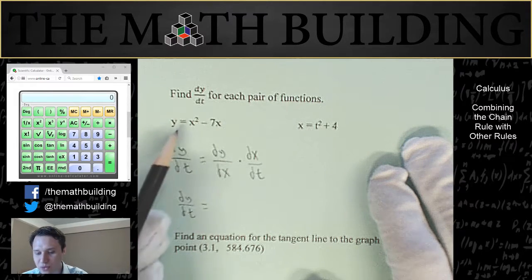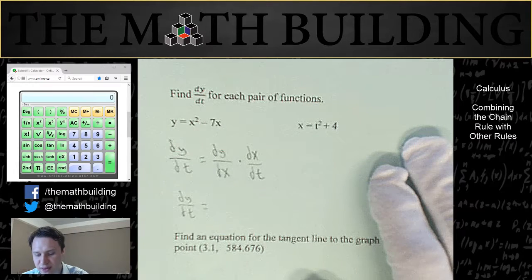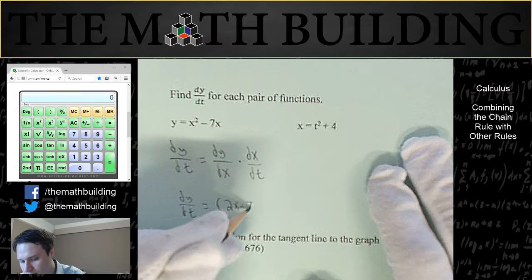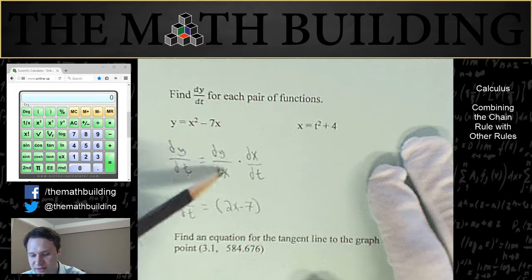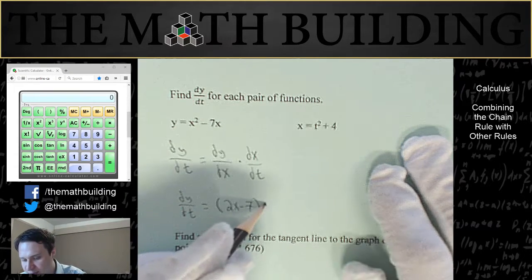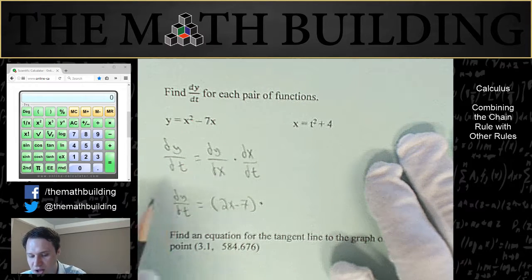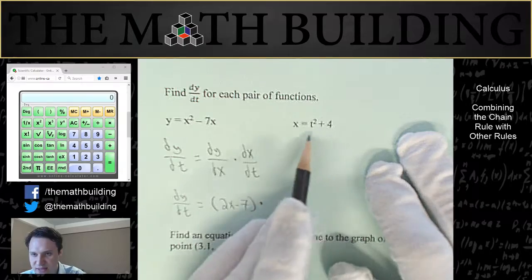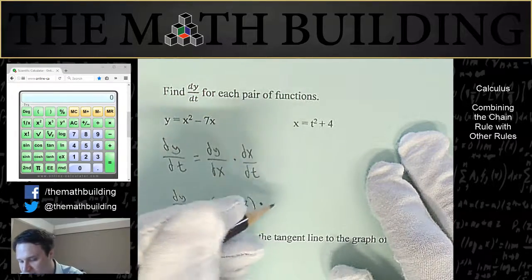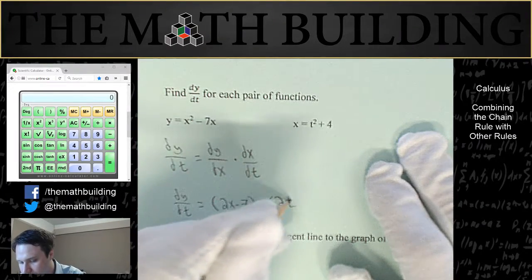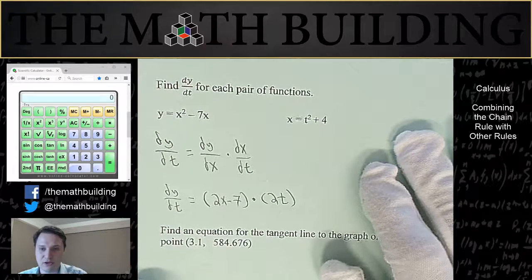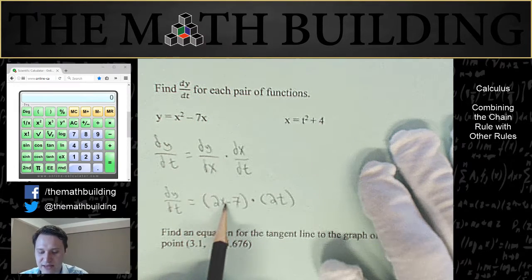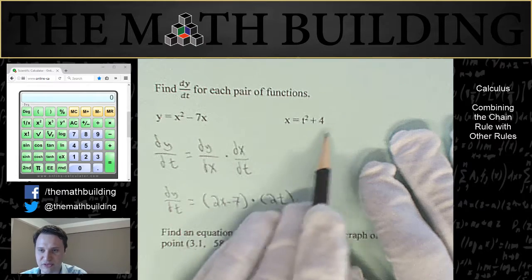So dy dt equals, we want to take the derivative of this with respect to x, and that would be 2x minus 7. Okay, so that's this derivative. And let's multiply it by the derivative of x to t. And so the derivative of this with respect to t would just be 2t. So that's almost the answer.